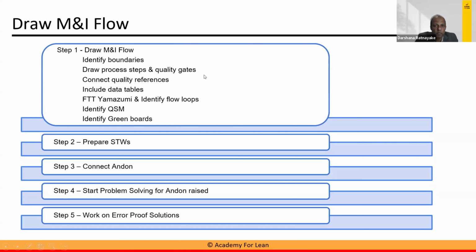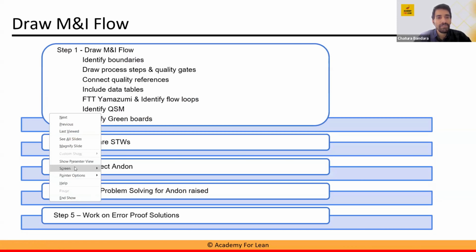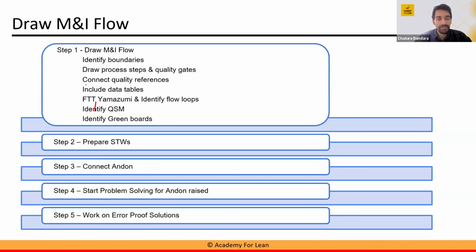Okay. So under step 1, draw MNI flow, we will be doing identifying boundaries. In this step 1 also, we have a few more steps we are going to cover, not the whole thing. If you cover the whole thing, you won't get the whole dose at once. So we'll be covering only a few steps.